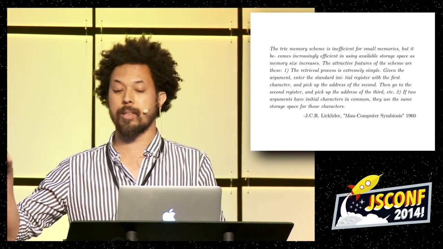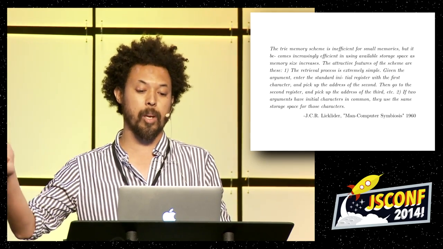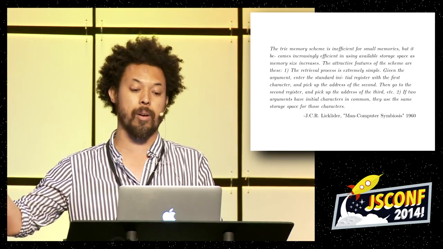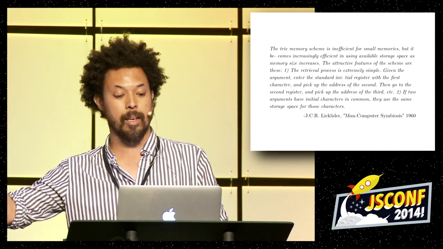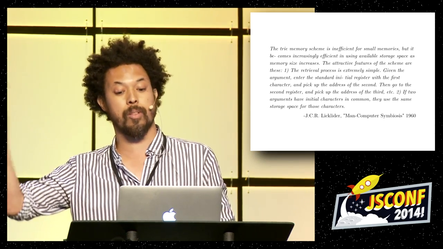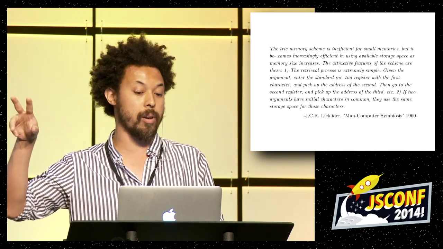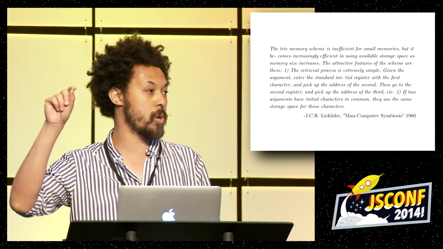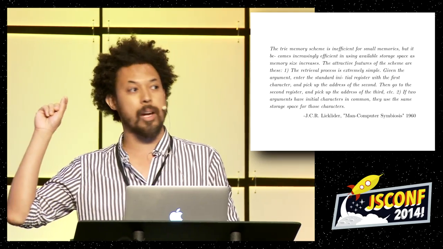Number 1, the retrieval process is extremely simple. Given the argument, enter the standard initial register with the first character, pick up the address of the second, then go to the second register and pick up the address of the third. If 2 arguments have initial characters in common, they use the same storage space for these characters. And I'm going to actually talk about this quite a bit.